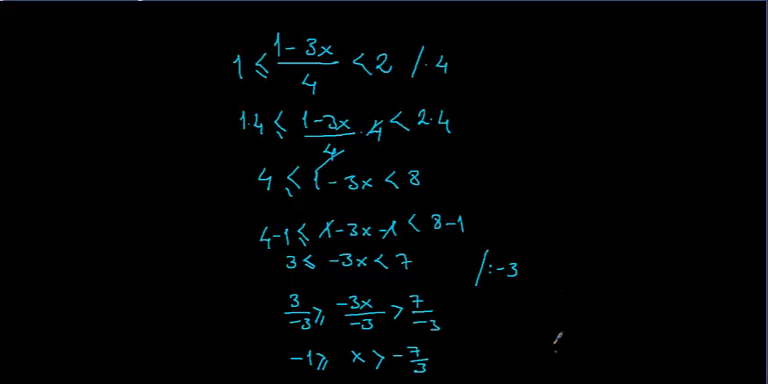Okay, if we write this one in terms of set builder form, x is an element of, sorry, firstly minus 7 over 3 should be written, minus 7 over 3 till minus 1. Minus 1 is closed, minus 7 over 3 is open.